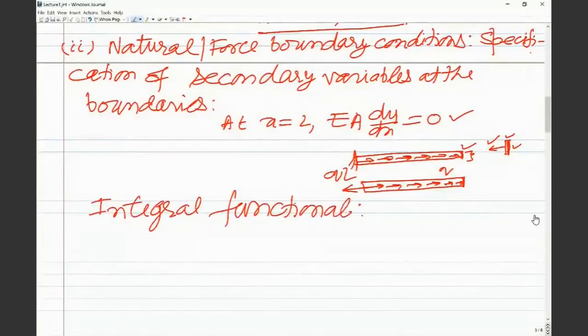To do this, we need some interpretation of the weight function. The weight function W is nothing but the first variation of the unknown variable u. So to arrive at the integral functional, we take the weight function W as the first variation in u. Now I'm introducing another terminology, that is variation.